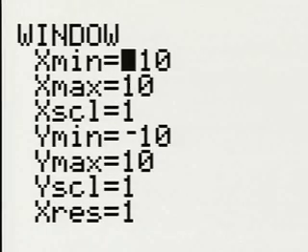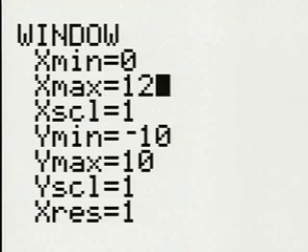For x min, we don't care about years before 1992, so we're just going to let x min equal 0. That would represent 1992. For x max, we're going to let x max equal 12. That's corresponding to the year 2004. We'll use an x scale of 1 since the difference between our max and min is about 10.